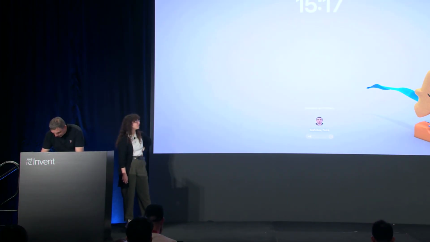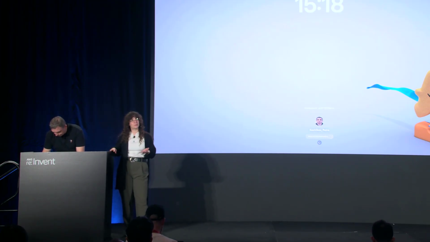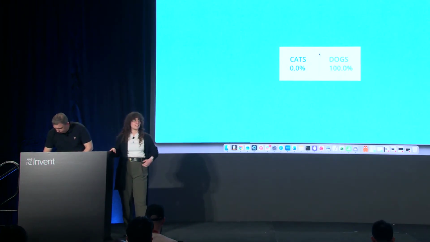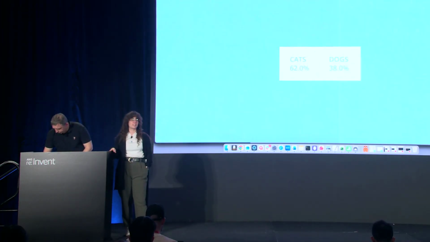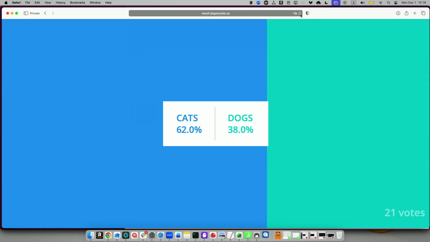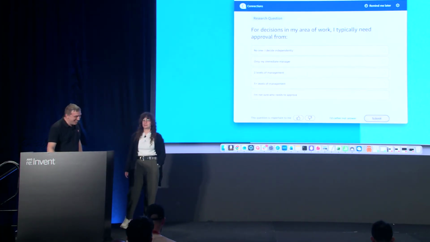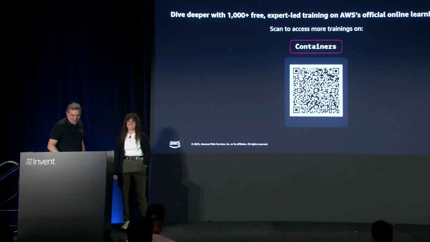Let's see. Who won? Petro or me? Once. And by the way, in the meanwhile, please use your app and vote and do the survey for this session. Shani, we have 21 votes. Cats are better. Cats? Well, next time you will choose the right answer.